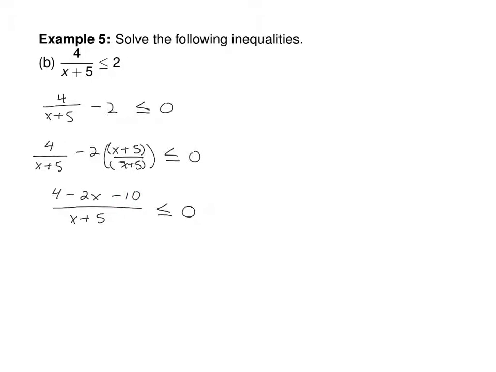Okay, so how does that simplify a little bit more? Your numerator is negative 2x minus 6. Great. Over x plus 5. Do you agree that now it's more or less the exact same as the previous one we did, once we've manipulated it so it looks like this?